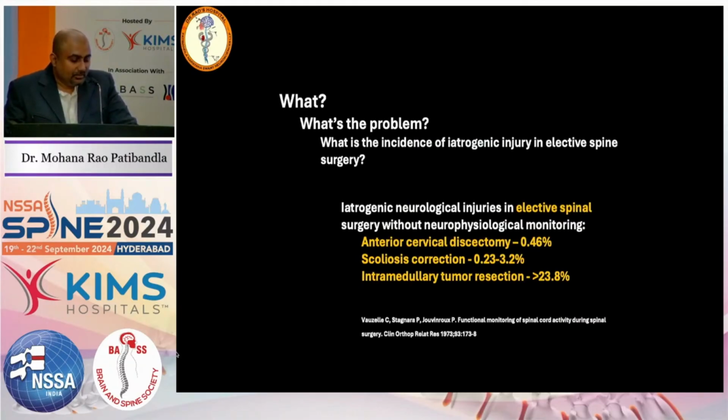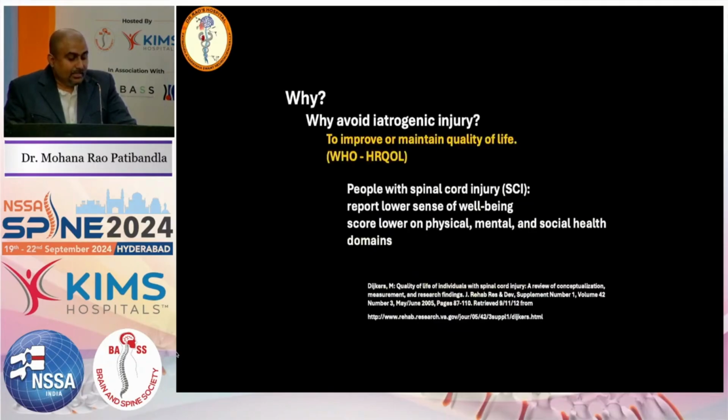What was the outcome with and without monitoring? I'll only quote the intramedullary resection. Generally with IONM it is around 5% and without it is around 23.8%. This is quoted. Basically, we do this to improve the quality of life.